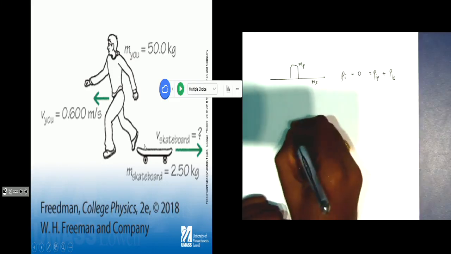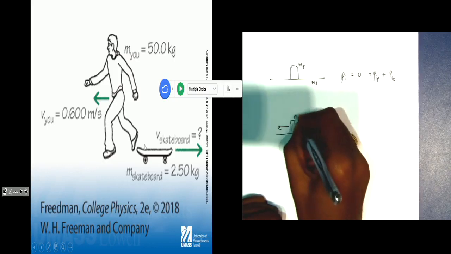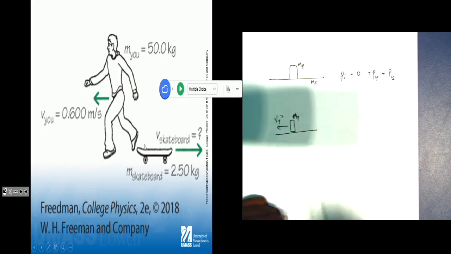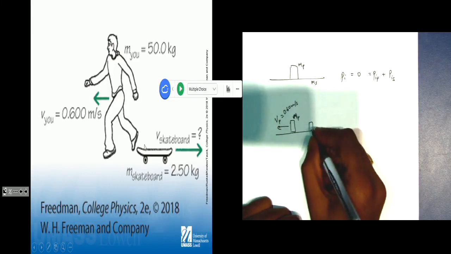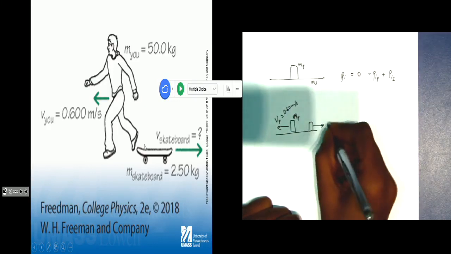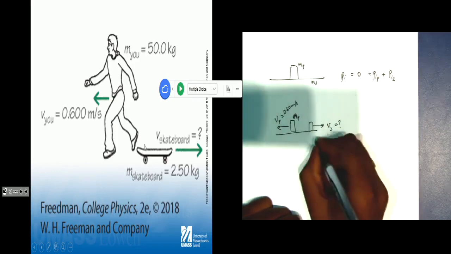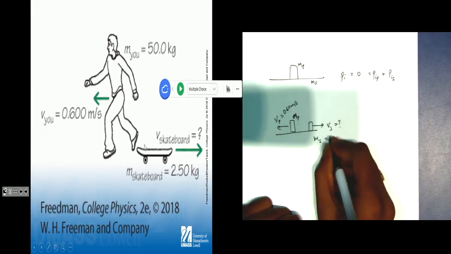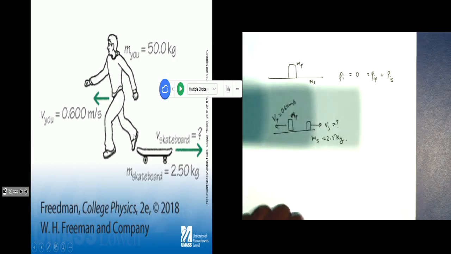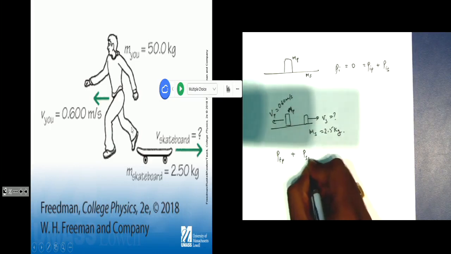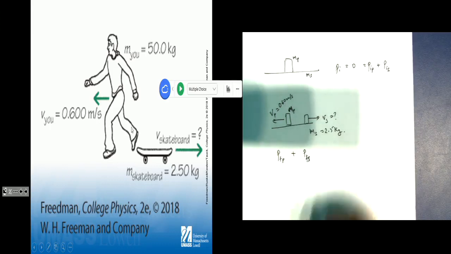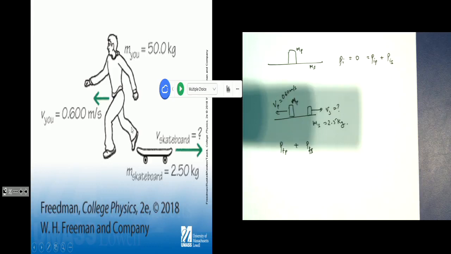After it pushes off, the person is moving off in that direction. So I have M_P moving off with a speed in this direction of 0.6 meters per second. And I have the skateboard moving in that direction with some speed, which I do not know. I know the mass of the skateboard is 2.5 kg. Everyone with me so far? Now the final momentum of this system is the momentum of the person, P final person, plus the momentum of the skateboard, P final skateboard. Everyone with me so far?